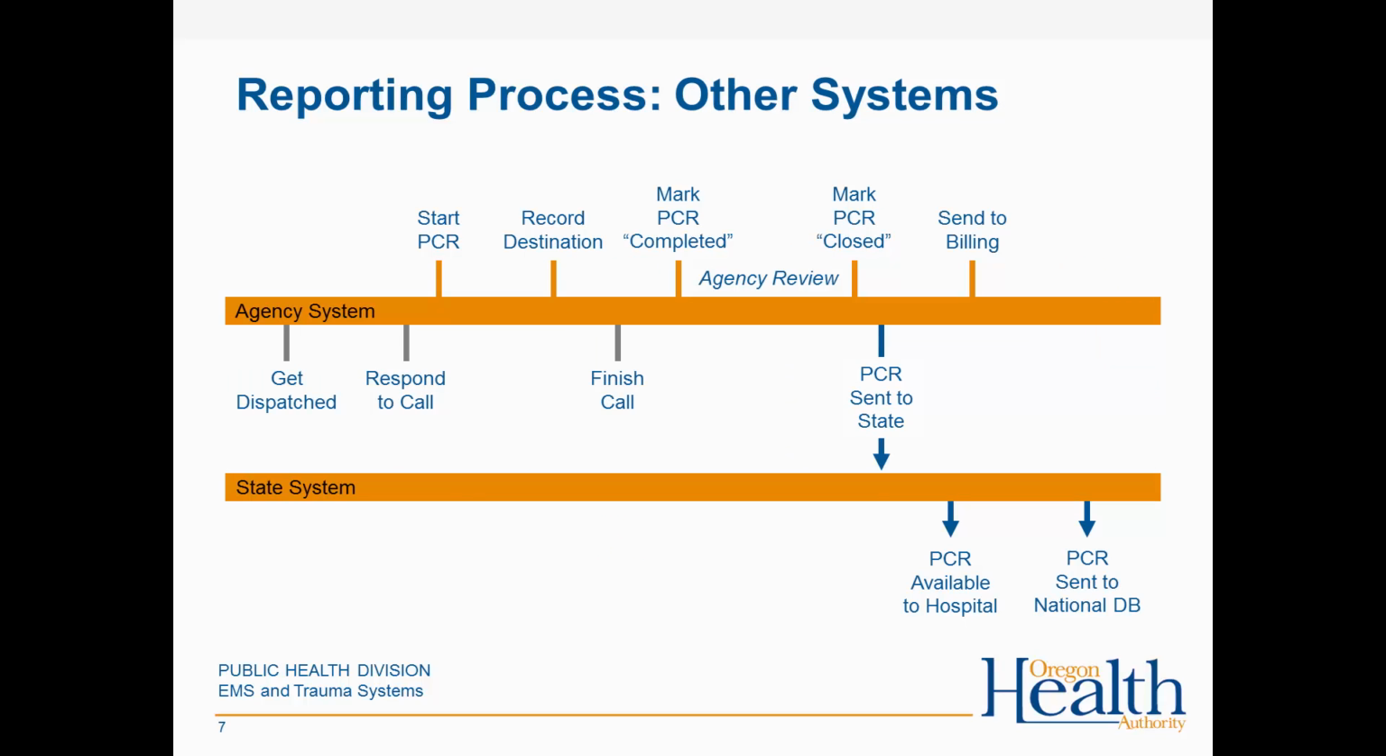This is the process for agencies using other data systems and then transmitting their data to the state. The process within their data system looks similar to what we just covered, but their patient care report is not submitted to the state system until after they have marked it completed or closed within their local EMS agency data system. What this means is for those agencies, you may not see a patient care report until after they've completed the call, or maybe even a day or two later. As soon as they do submit their patient care report to the state system, it immediately becomes available to your hospital if your hospital was marked as the destination for the transport of that patient.